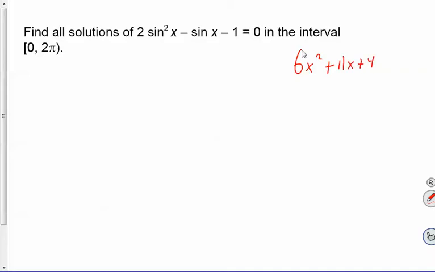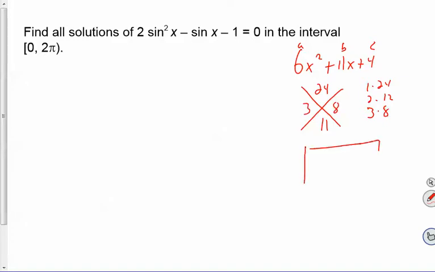If I wanted to factor that, what I'm going to do is a times c. So this is a, that's b, and that's c. A times c is 24 and b is 11. So I'm going to think of all my factors of 24 that add up to 11. So that's like 1 and 24, 2 and 12, 3 and 8. 3 plus 8 make 11. So I'm going to do that.